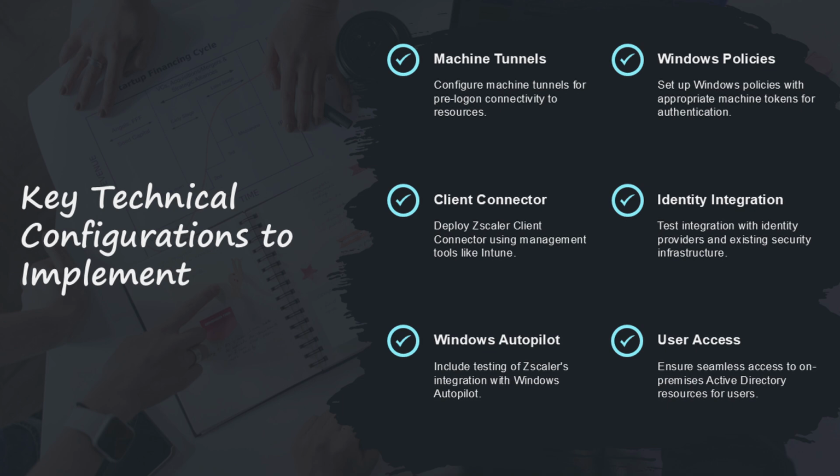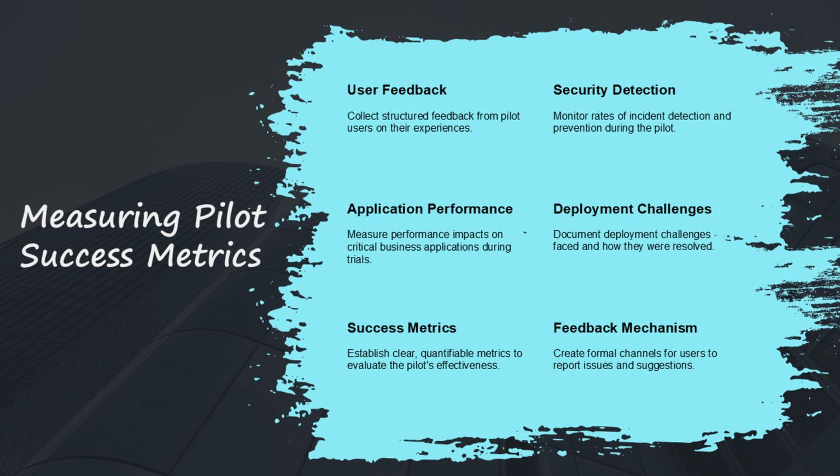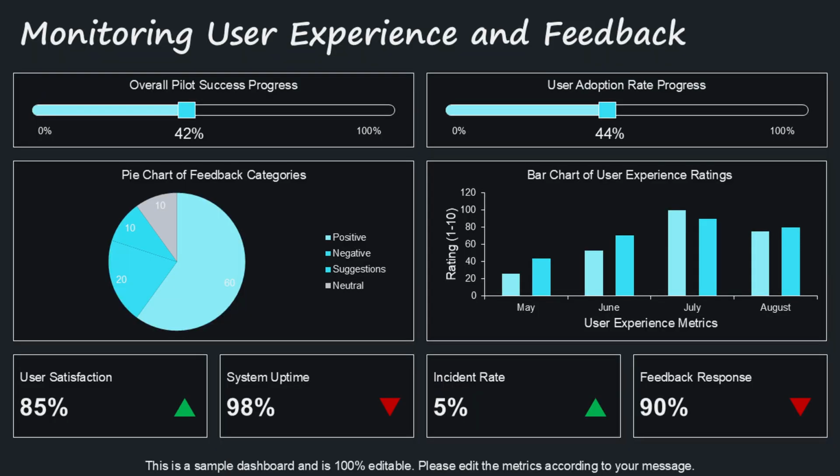During the pilot phase, several key technical configurations should be implemented and tested. First, you need to configure machine tunnels for pre-logon connectivity to on-premises resources. Next, set up Windows policies with appropriate machine tokens for seamless authentication. Then, deploy Zscaler Client Connector using management tools like Microsoft Intune with custom options tailored to your environment.